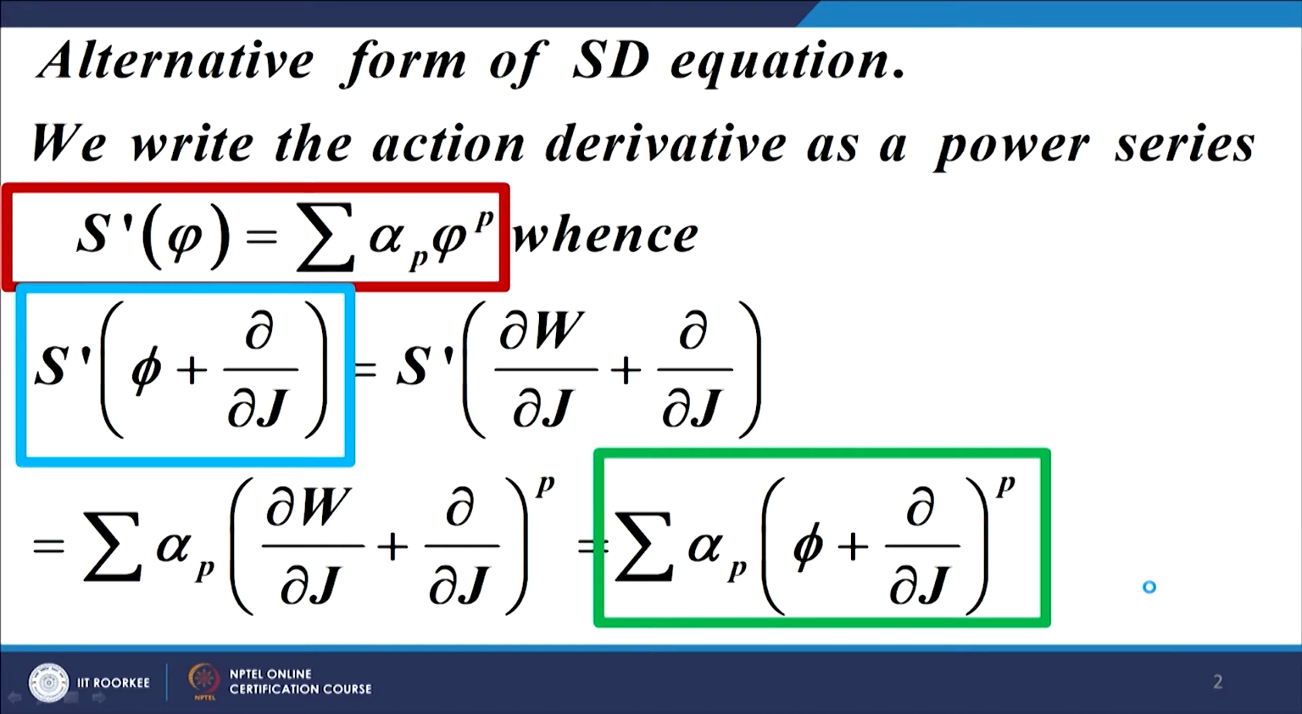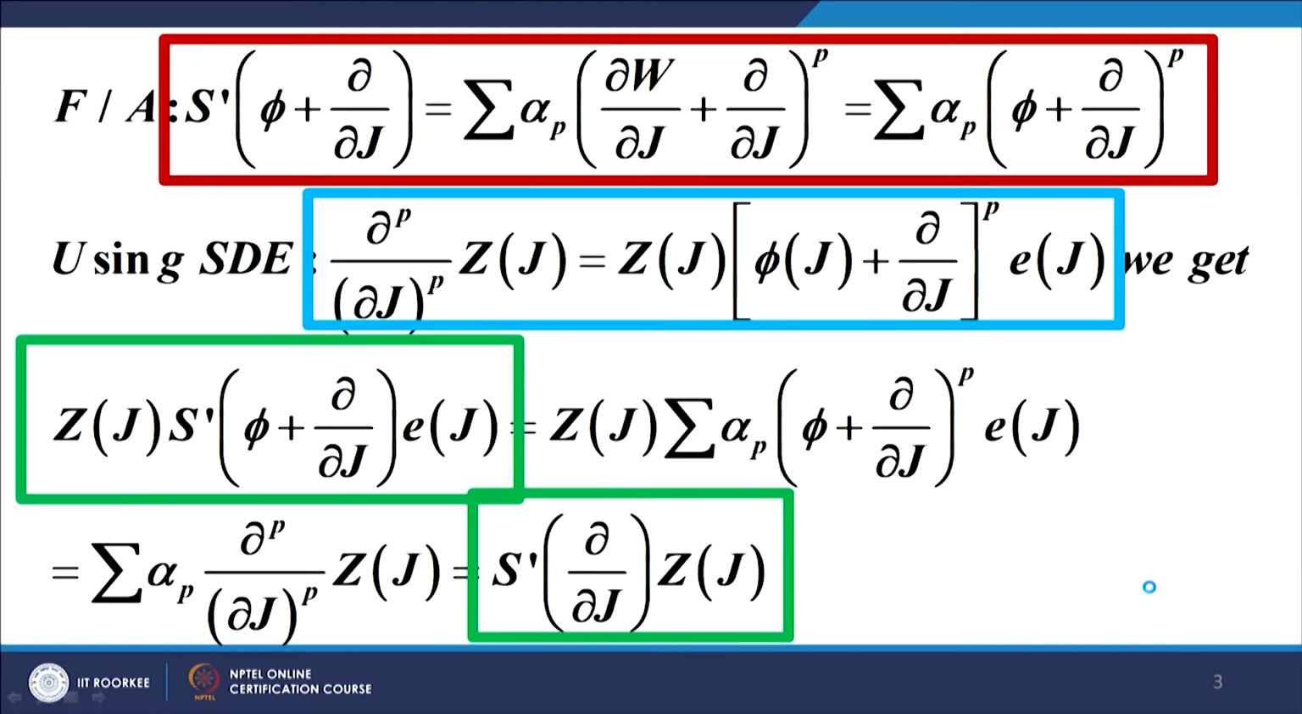immediately that S dash of phi plus d by dj will be equal to the expression, because phi is nothing but the first derivative of the generating function for the connected Green functions W. So, it follows that S dash phi d by dj is nothing but S dash dW by dj plus d by dj. So, from the previous slide we have the expression that is there in the red box above.